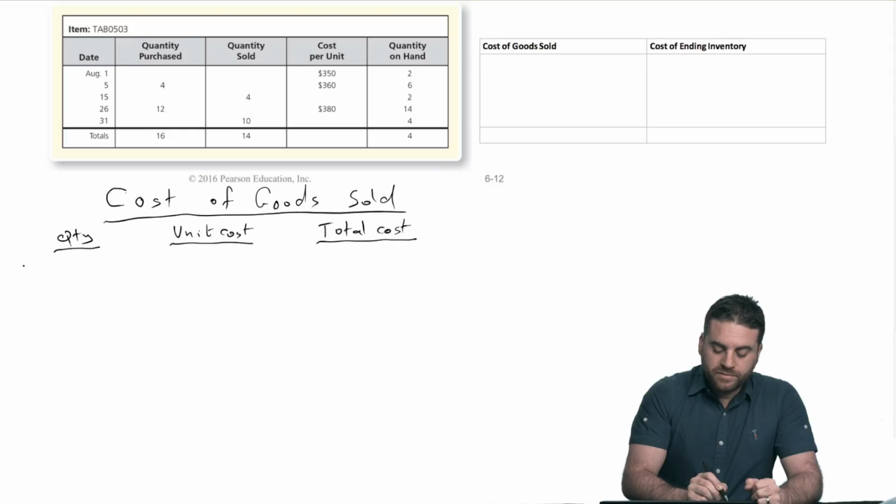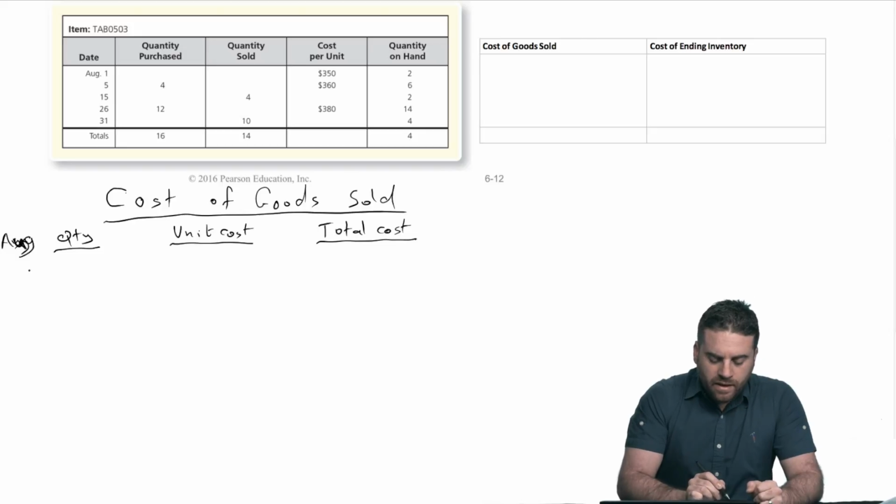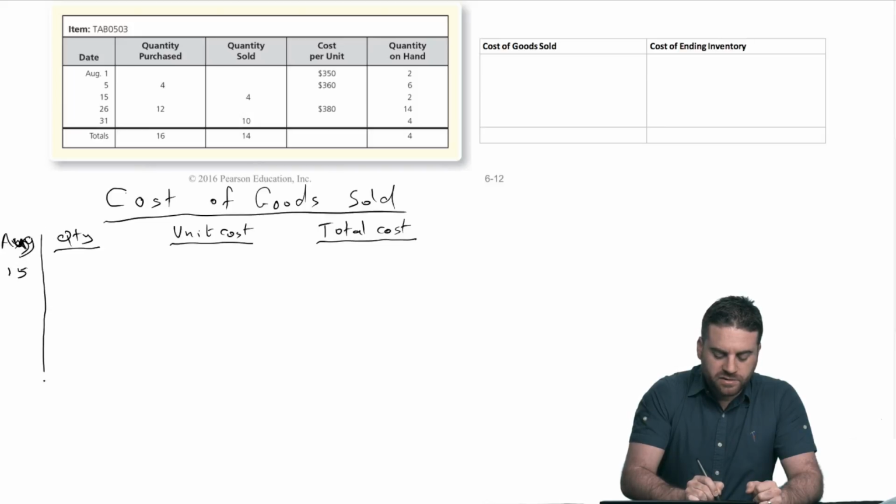Okay, so the cost of goods sold, the first one we will look at, as I mentioned earlier, is August. Sorry, this is August, AUG 15. The first one is August 15. Okay, so I will put the dates over here.